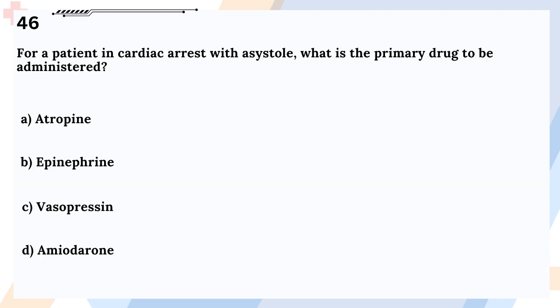Question 46. For a patient in cardiac arrest with asystole, what is the primary drug to be administered? A. Atropine. B. Epinephrine. C. Vasopressin. D. Amiodarone.